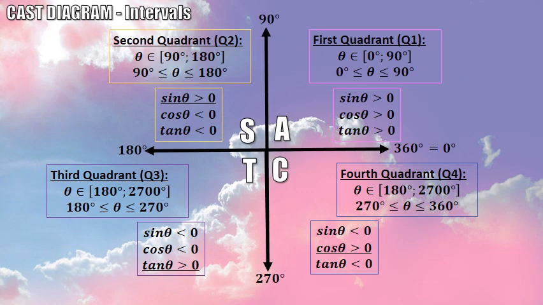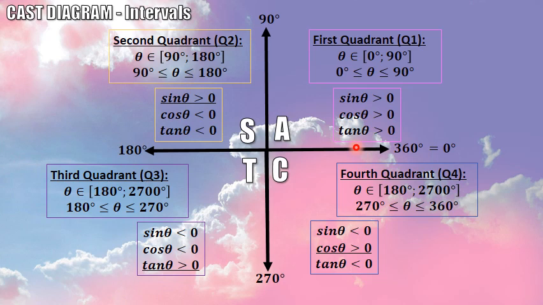So here's a summary of the CAST diagram with all its relevant information. I suggest you take this down and refer to it always. Keep it nearby whenever you do trig in grade 10, 11, and 12. This is your Bible.